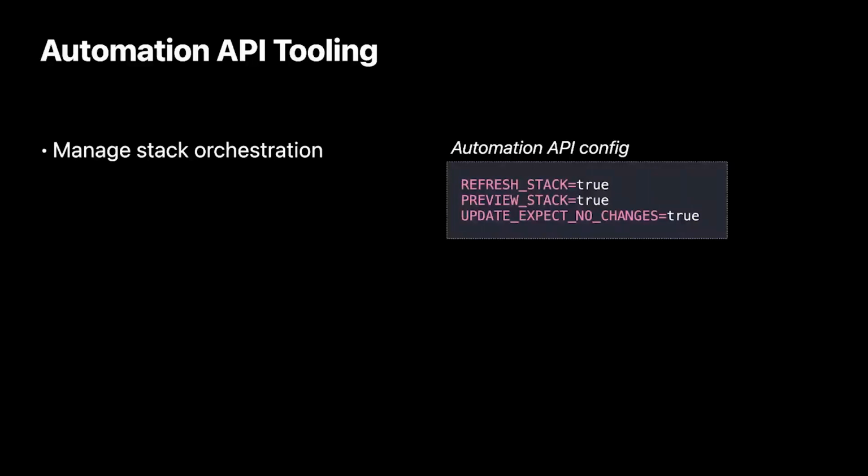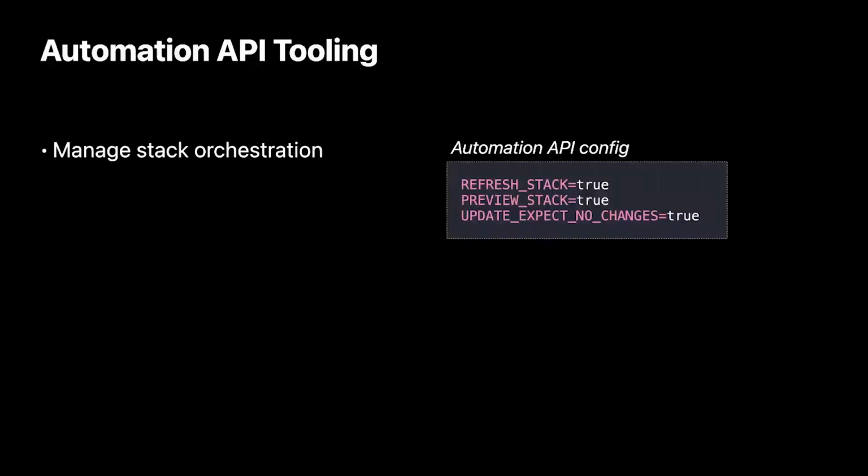For example, in the sample config file here, we have a few parameters. The refresh stack will make sure that there is no drift in the stack before any update is run. The preview stack option will enable Pulumi preview and corresponding pull request commands for the update. And after update, it will run update again with the expect no changes option to ensure that the code and the stack are stable.